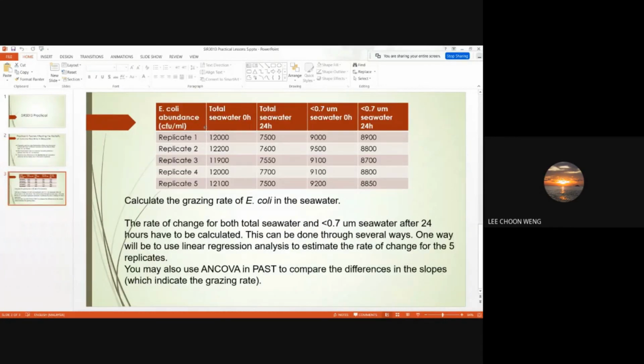So here, very straightforward. This is a replication of 5 replicates of the same water sample. Here is the total seawater after 24 hours. So these are all inoculated E. coli. Here is the seawater, but the less than 0.7 fraction. So from here, why do you think there are more E. coli here than here? Although we inoculated the same amount at 0 hour.